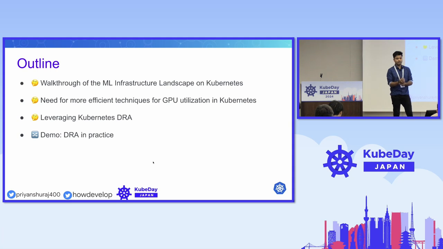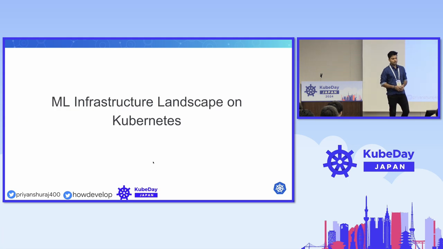We start by having a walkthrough of the infrastructure landscape around Kubernetes. Then, we take a deeper look at why we actually need to localize to improve the efficiency of GPUs while deploying them in Kubernetes. Following that, we will look into how we can leverage Kubernetes using DRA. We will line up the process that we can use DRA in Kubernetes. First of all, we will continue to the infrastructure landscape on Kubernetes.